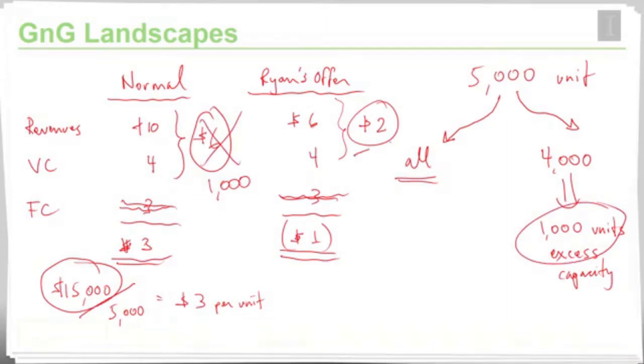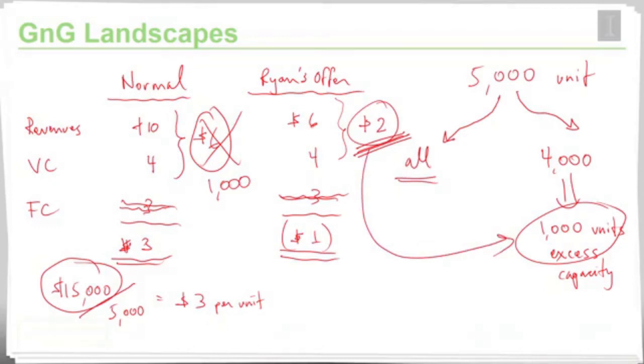The $2 that we would earn for each of these 1,000 units that we had not planned on producing and selling is actually money left on the table. Even though Ryan's offer is less than what we normally get, we're not cannibalizing existing sales in order to produce and sell to Ryan. So in essence, the $2 that we earn from Ryan, even though it's smaller than what we normally get, is actually beneficial for the 1,000 units that we're currently not selling to existing customers.